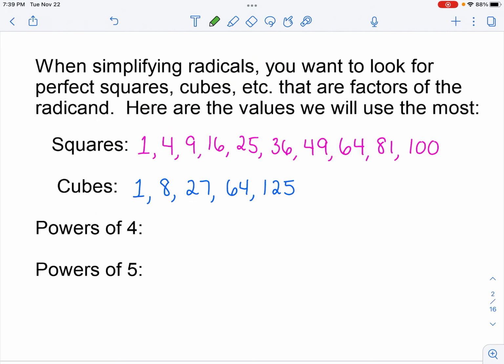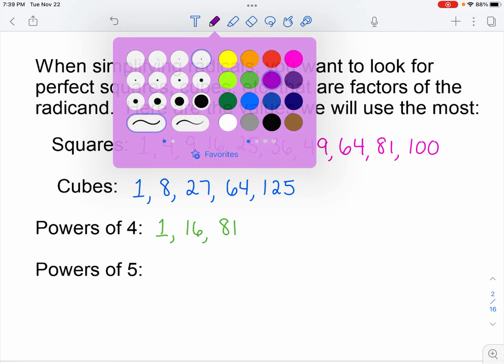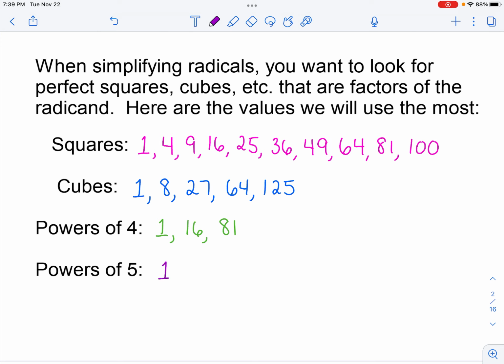All right? Then we've got the powers of 4. 1 to the fourth is 1, 2 to the fourth is 16, 3 to the fourth is 81, 4 to the fourth is a triple-digit number, we're not going to go that high. Okay? And then powers of 5: 1 to the fifth is 1, 2 to the fifth is 32. And that's pretty much the only two that we're ever going to use. However, 3 to the fifth comes out to 243. So we're not going to keep going.